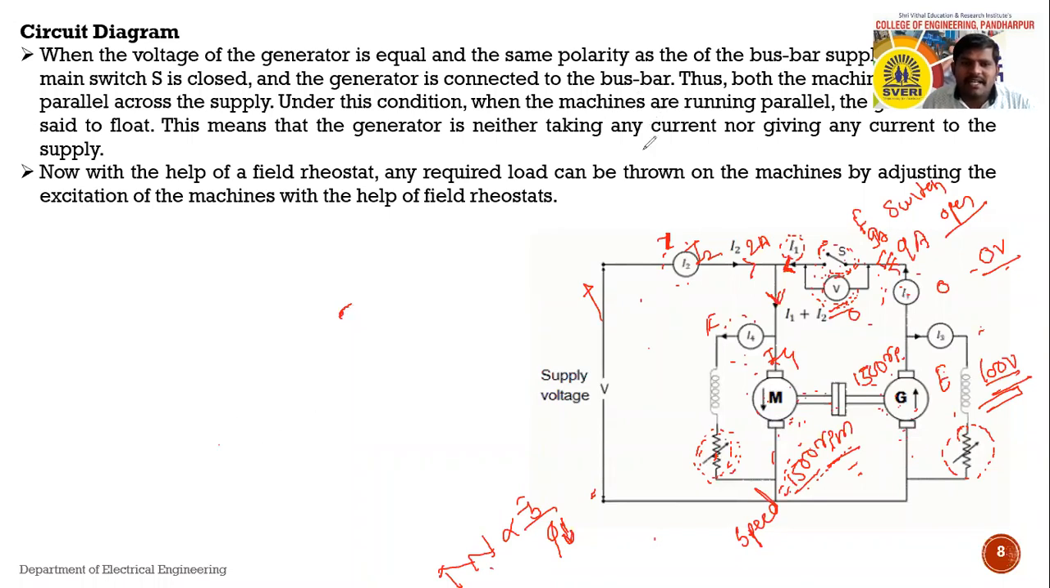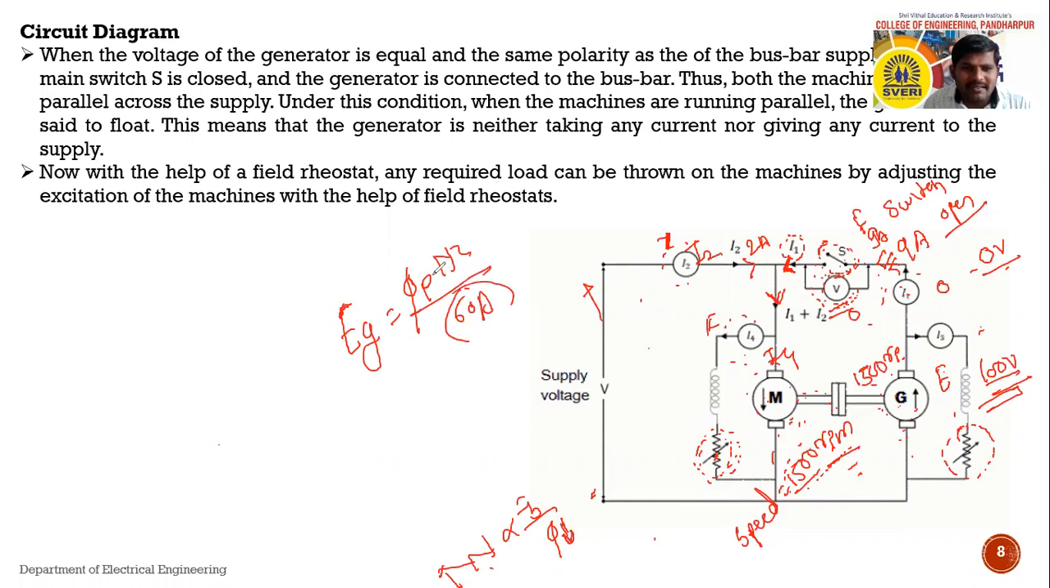EMF equation of the generator. Very simple question. EMF equation of the generator. E is equal to φ P N Z divided by 60. Right. EG is equal to φ P N Z divided by 60A.